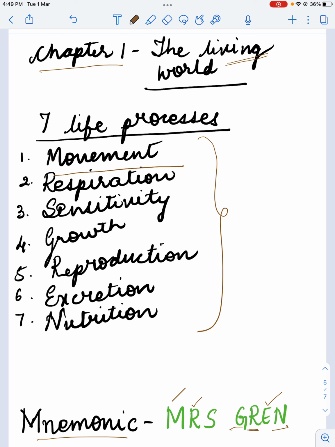In the next video, we shall have a look at what respiration is all about. And I shall leave you with the question, are respiration and breathing the same?